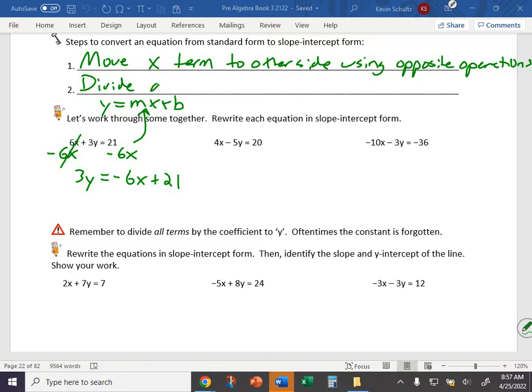The second step then, you want to divide all terms by the coefficient to y. Divide all terms by the coefficient to y.